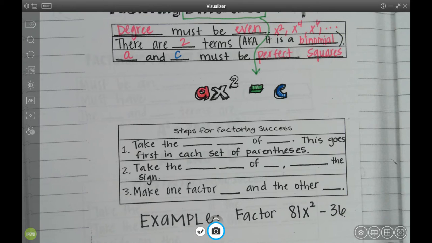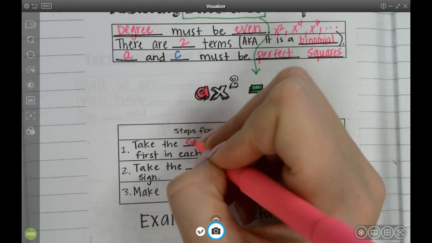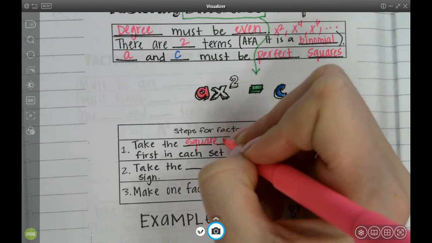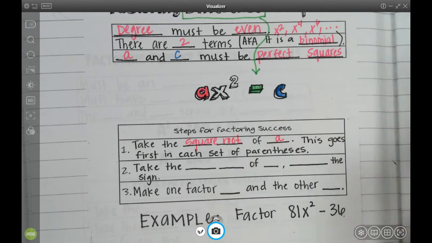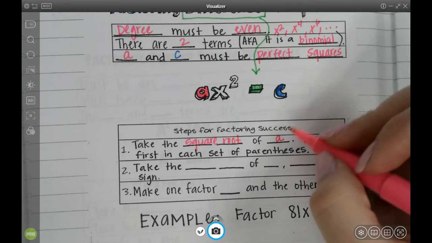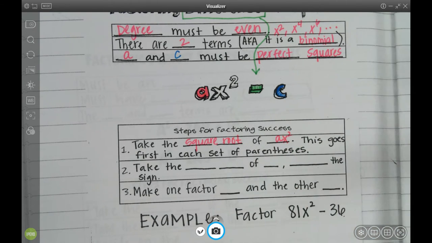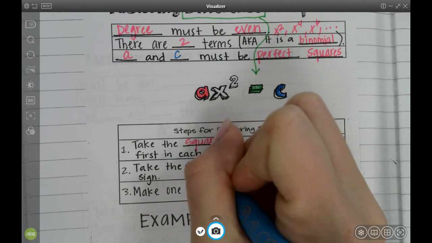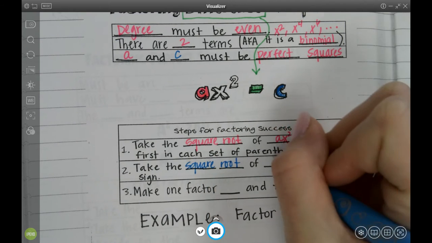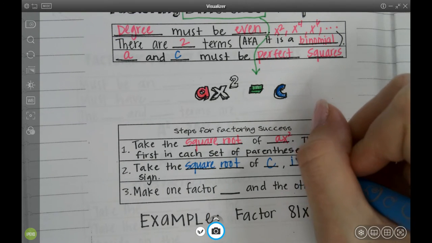So our steps for factoring, you're going to take the square root of A. Actually, I'm going to say ax squared. That's going to go in the first set of parentheses. And then you're going to take the square root of C, ignoring the minus.